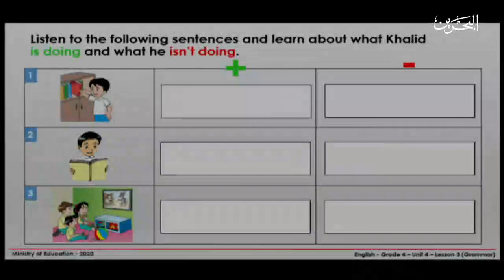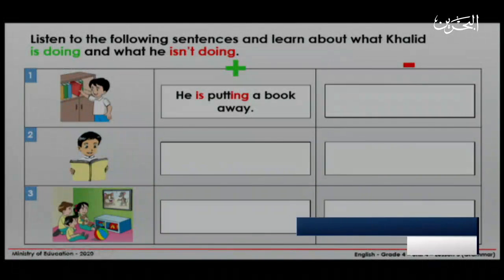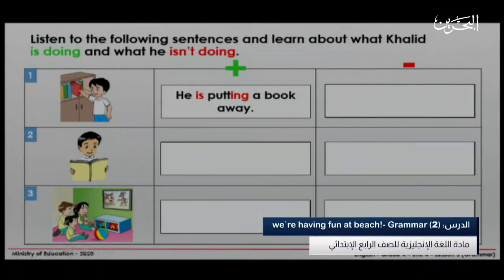Let's see the first picture. What's Khalid doing now in this picture? He is putting a book away. Now let's recall the structure together. Here's the affirmative structure. First we start with the pronoun he, followed by a verb to be, is, then a verb, putting, and don't forget, here we have a vowel and a consonant, so we have to double the consonant, and then we continue the sentence, a book away.